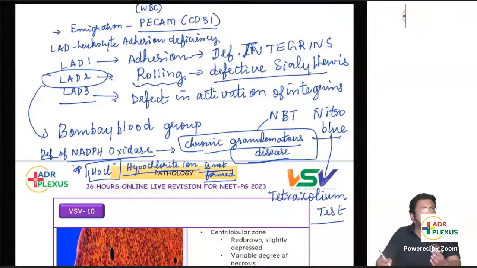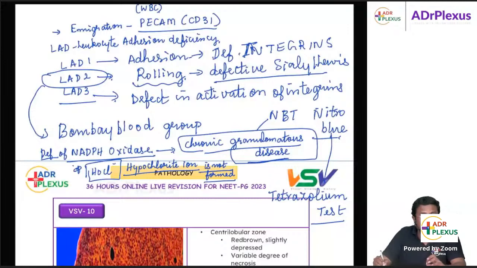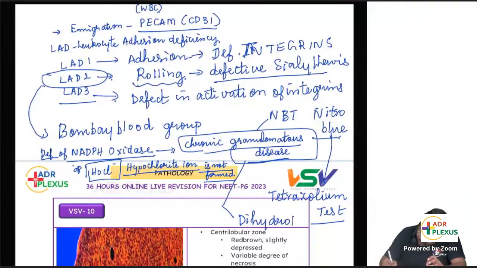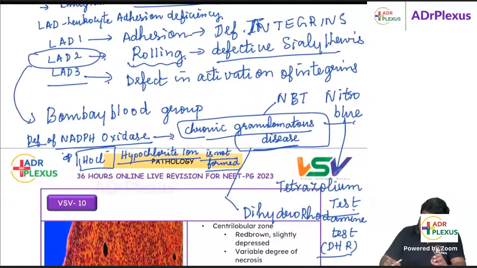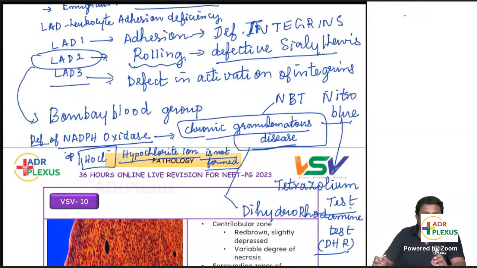Okay. Also, there is a test called the dihydrorhodamine test. Yes, very good. Dihydrorhodamine test, that is actually a flow cytometric test. That is the most confirmatory test. They will be calling it the DHR test. So this you can remember in chronic granulomatous disease.